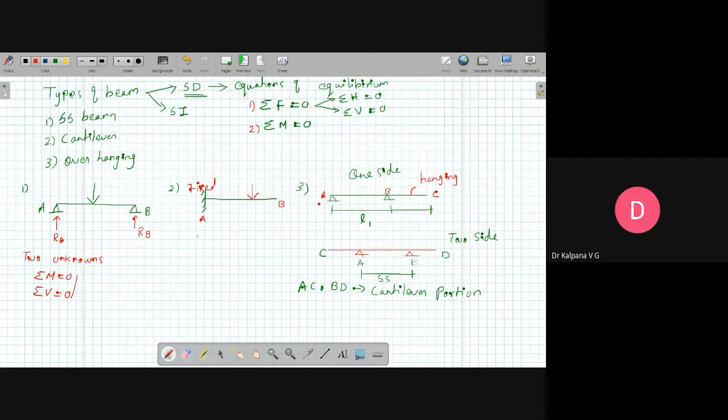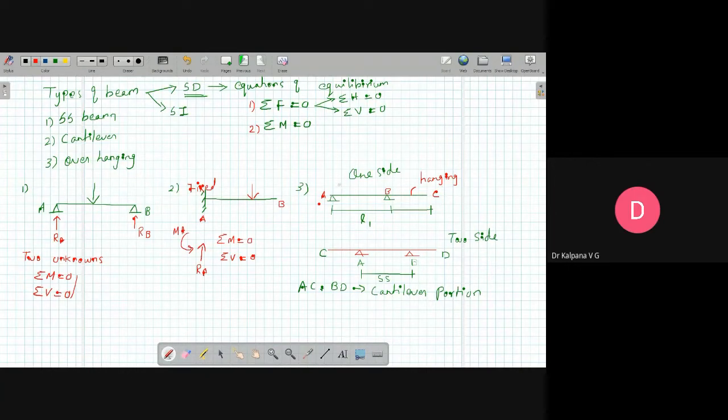Whereas coming to the cantilever beam, the unknowns are RA, and I told that there will be horizontal reaction too. Since the beam is subjected to the vertical loading, we don't consider the horizontal reaction. For the vertical loading, the vertical movement is arrested, so you will be having only the vertical reaction. So no need to consider the horizontal one, whereas the other one is MA. So here again we can use sigma M equal to 0 and sigma V equal to 0. So two unknowns can be solved using these two equations. Hence cantilever beam also comes under statically determinate.